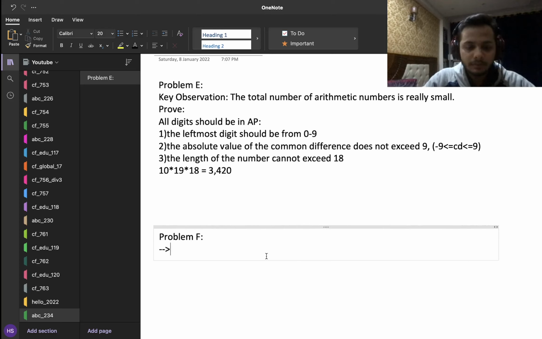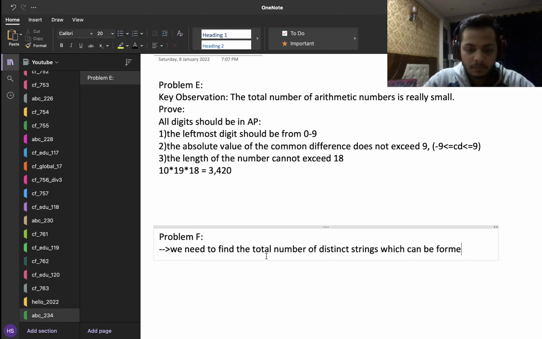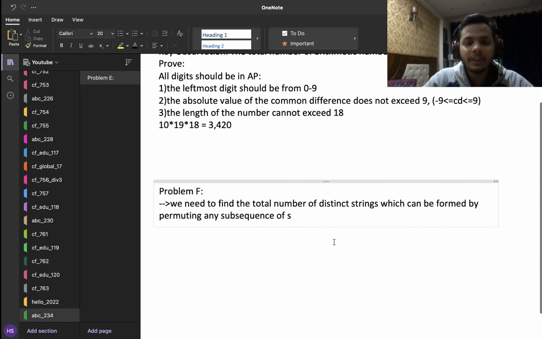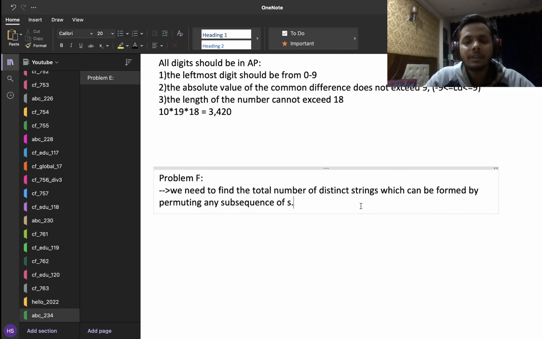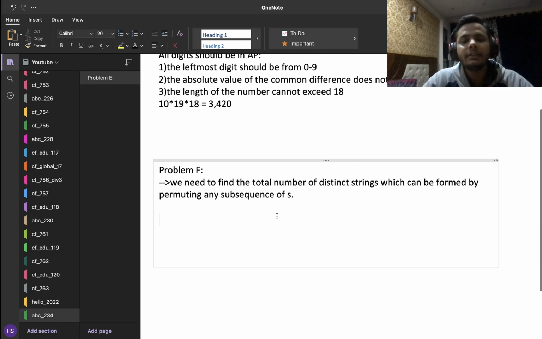So the problem is simple. We need to find the total number of distinct strings which can be formed by permuting any subsequence of S. Right, so we have been provided with a string S. We need to figure out the total number of distinct strings which can be formed by permuting any subsequence of S. So we can take any subsequence of S and swap the values and reorder them in any way that we want. And basically then we need to find out the total number of distinct strings which we can get.